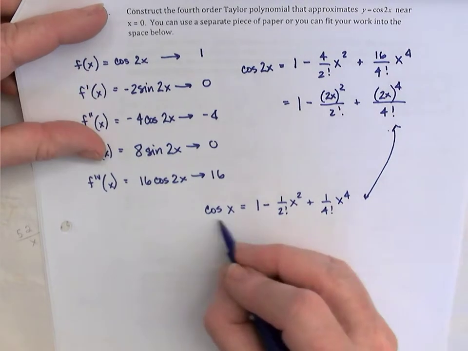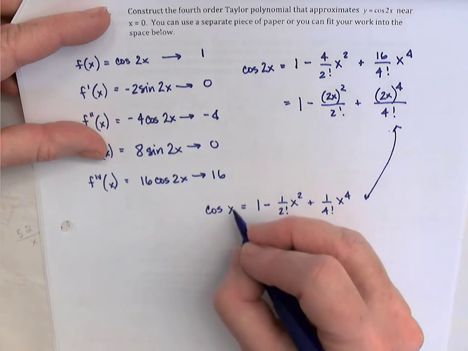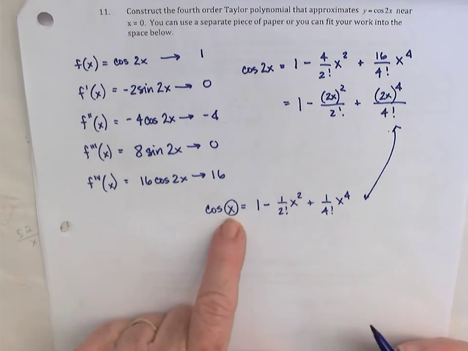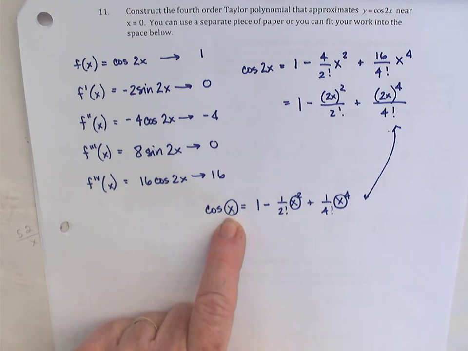So it looks as though if this is my expansion for cosine x, then anytime I have some sort of composite function, whatever I'm plugging in here, I can just plug in for x. Interesting.